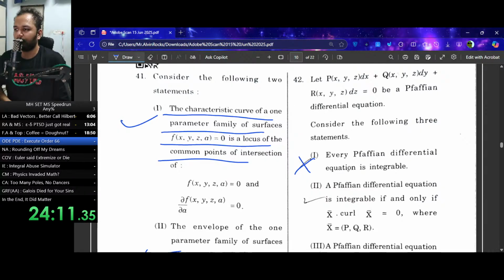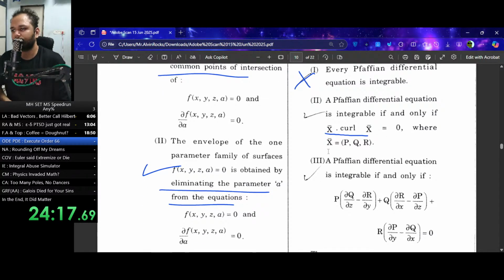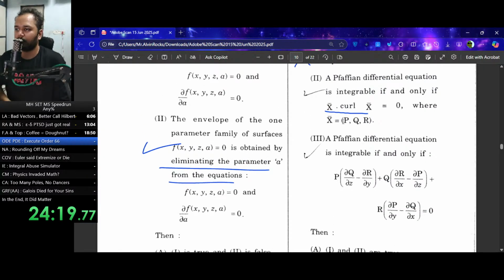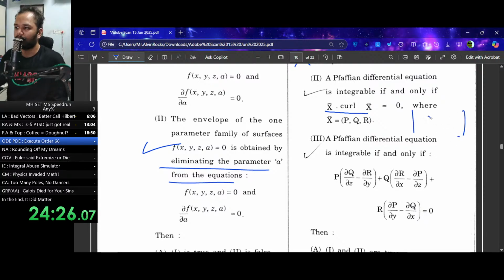No, not every Pfaffian is integrable. It is only integrable when x dot curl x is equal to 0. And this is just a determinant over the partial derivatives. Curl will mean that i, j, k, and then derivatives with respect to x, y, and z, and then the variables p, q, r. You can see for this one it is just like that.